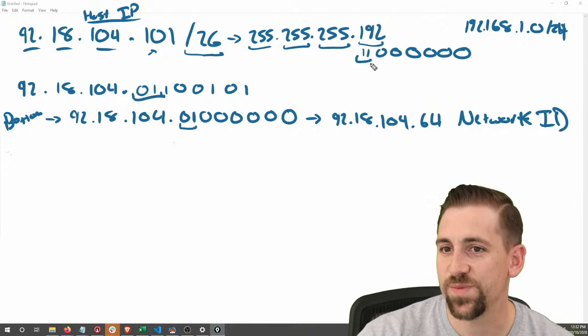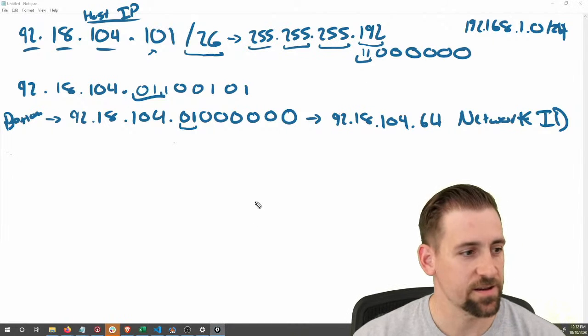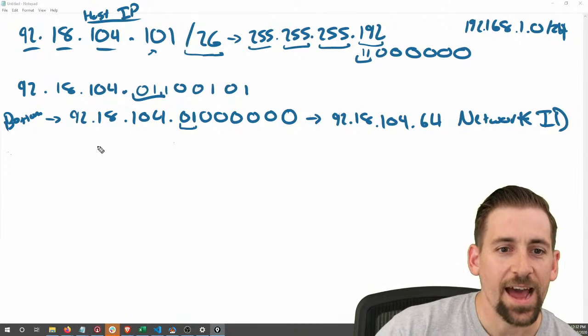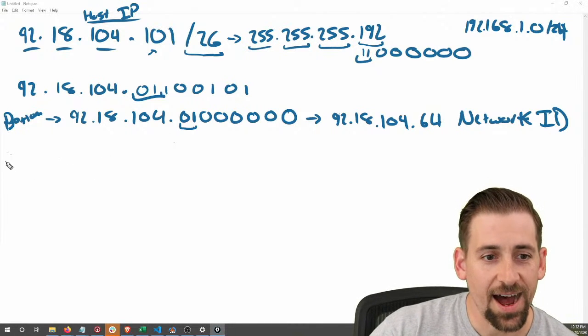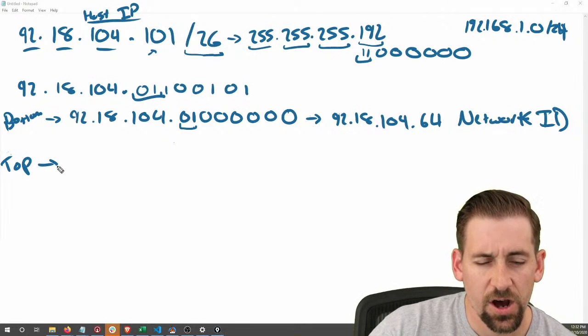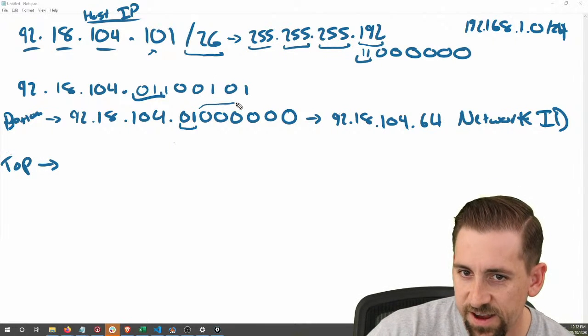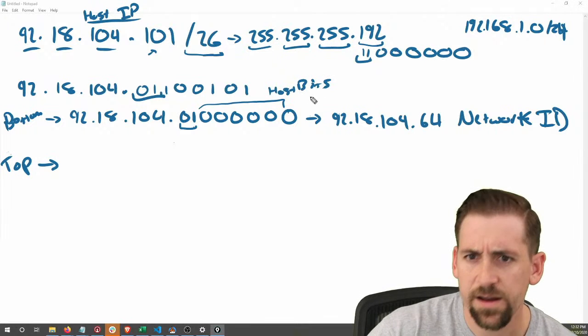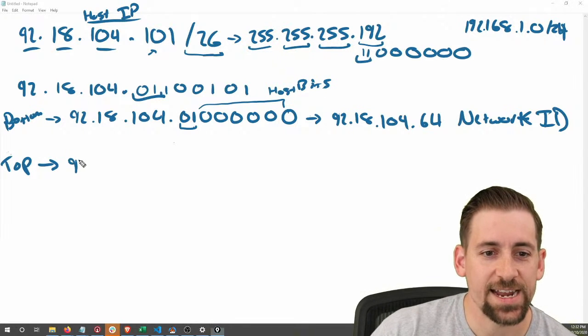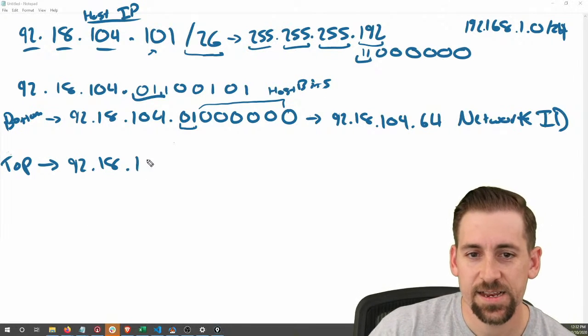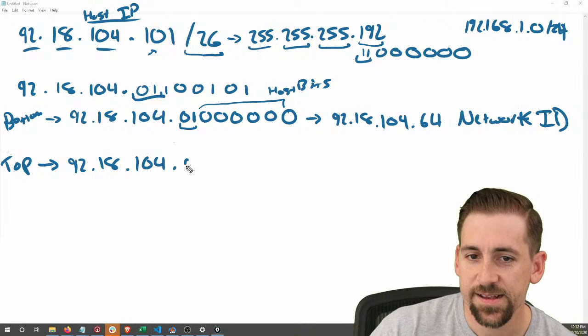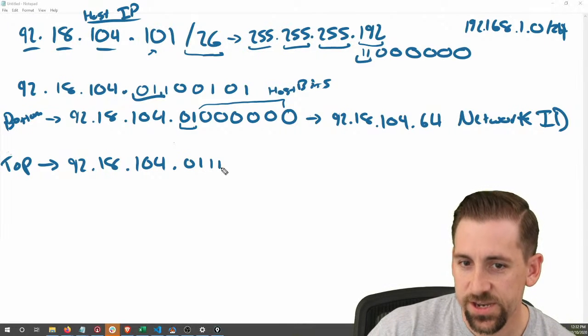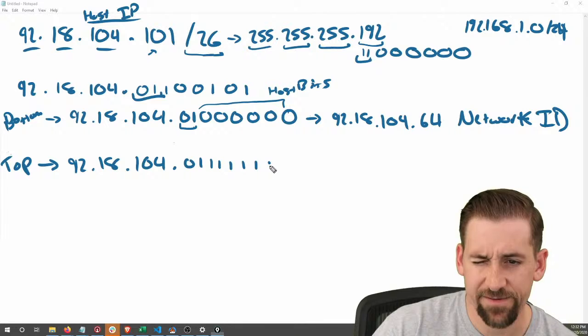Why are these network bits? Because they're defined as network right here. And then the top is all of those host bits. All of these we call host bits, right? On. So 192.18.104.0, 1, 2, 3, 4, 5, 6.